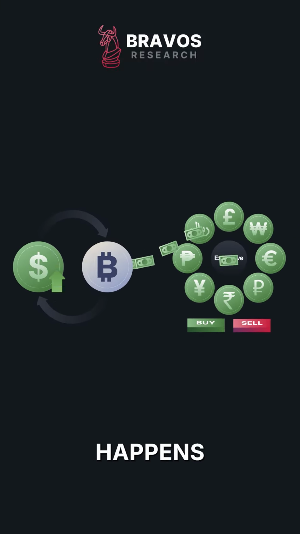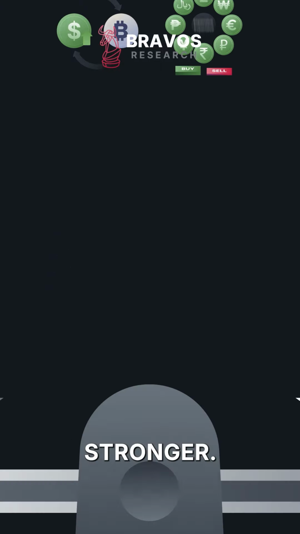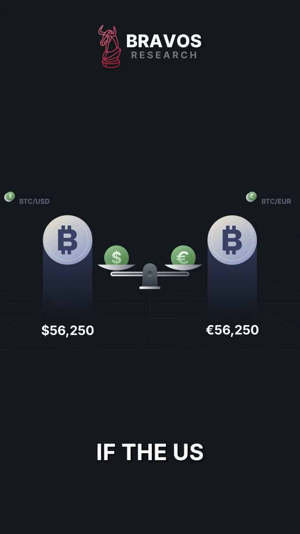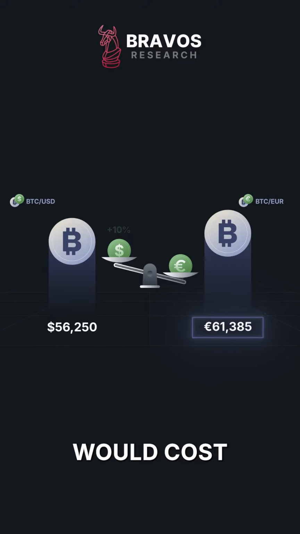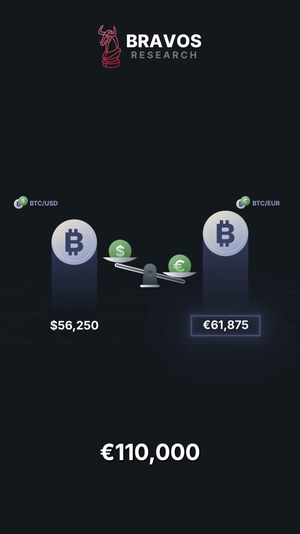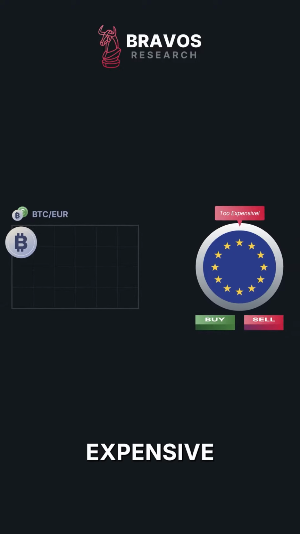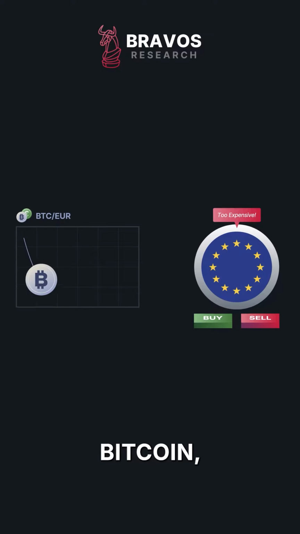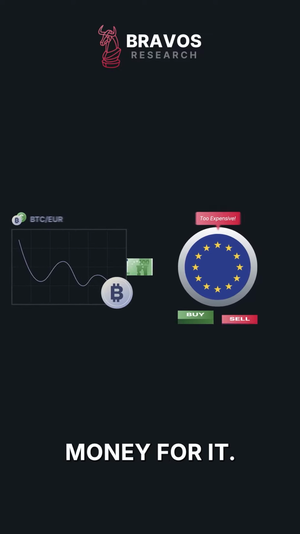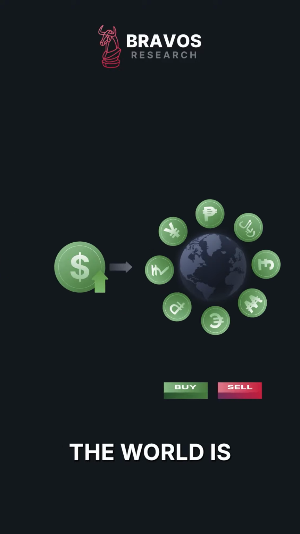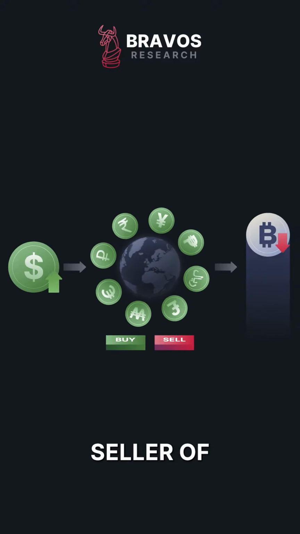And the opposite happens when the US dollar gets stronger. Using the earlier example, if the US dollar strengthens by 10% against the euro instead, then Bitcoin would cost 110,000 euros in Europe. This would make it more expensive for Europeans to buy Bitcoin, and they would instead want to sell their Bitcoin, since they can get more money for it. So when the dollar strengthens, the world is more likely to become a seller of Bitcoin.